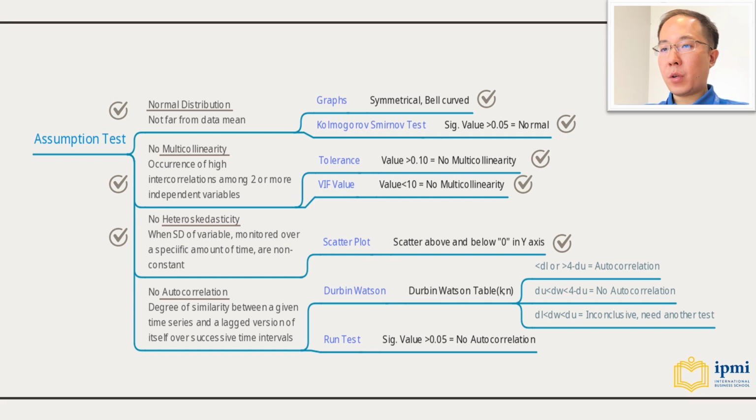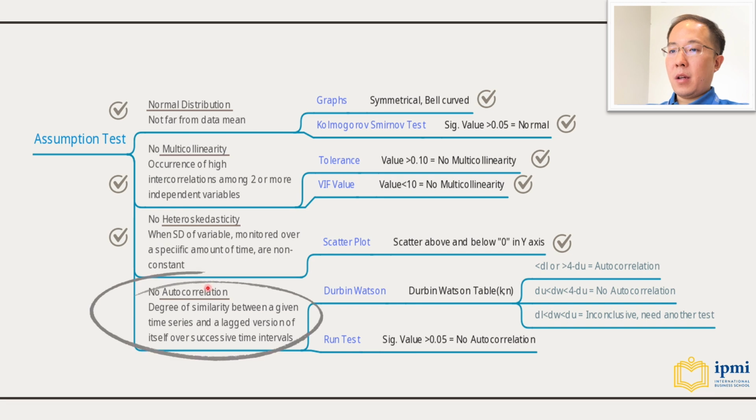Okay, we go to the last assumption test, called autocorrelation. Autocorrelation is the degree of similarity between a given time series and a lagged version of itself over successive time intervals. There are two ways to do this test. The first one is the Durbin-Watson, and the second one is the runs test. Durbin-Watson and the runs test serve the same purpose. It means that if you already pass the Durbin-Watson, you don't actually need to do the runs test.